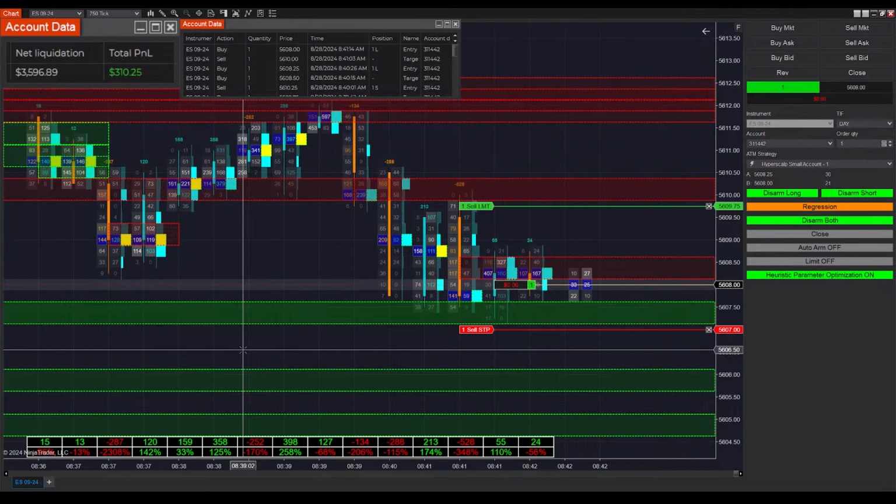Hey KVN, let me know how long you've been running this model and if you have heuristic parameter optimization enabled.